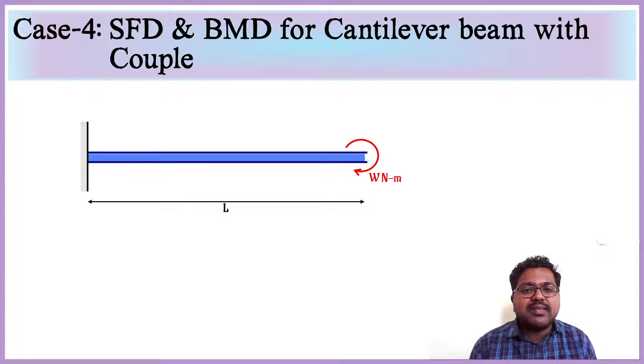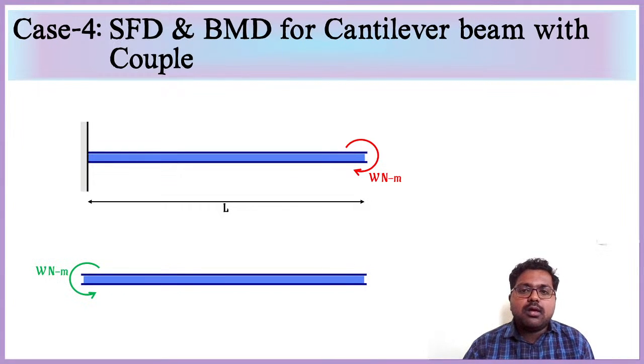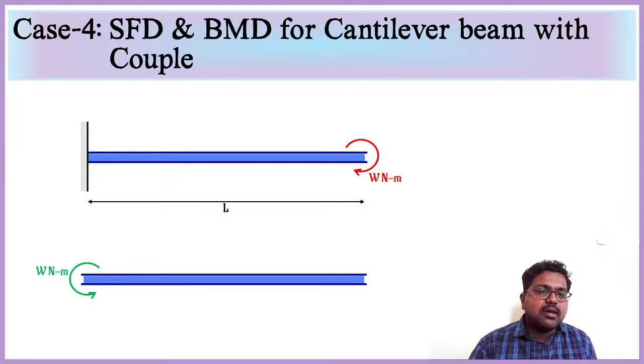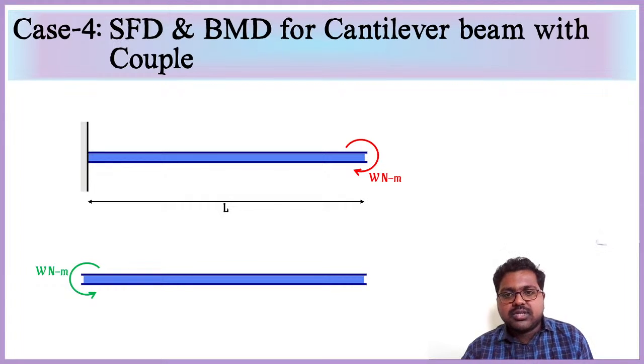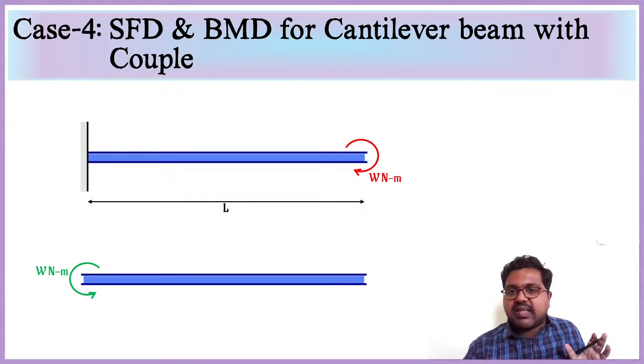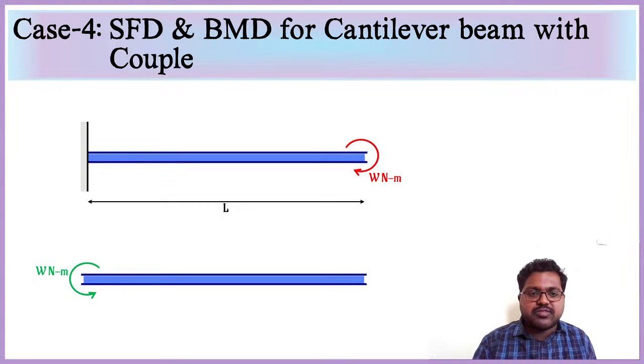Then at last we have one simple case, that is the shear force and bending moment diagram for a cantilever beam when a couple is acting. When a couple is acting, it is very easy. First, for this couple, a reaction couple is acting at the fixed end. Then any vertical or normal loads acting on the member? Nothing is acting, so there is no reaction force. We have only this couple and the opposing reaction couple.